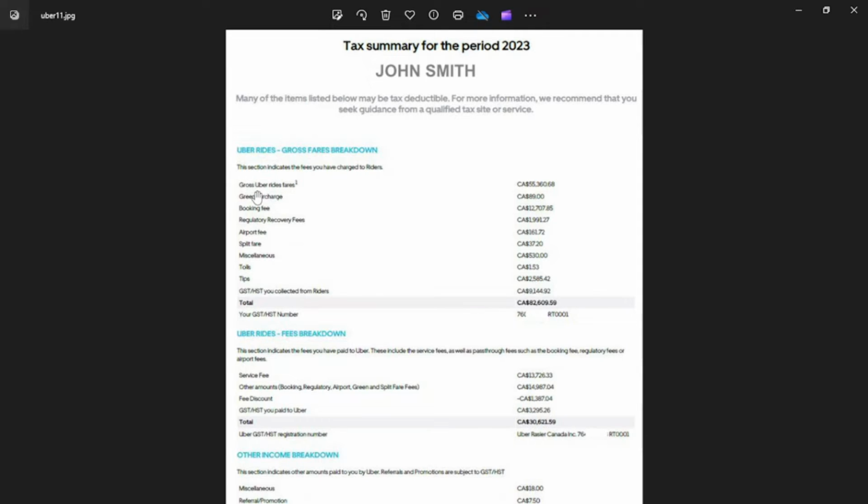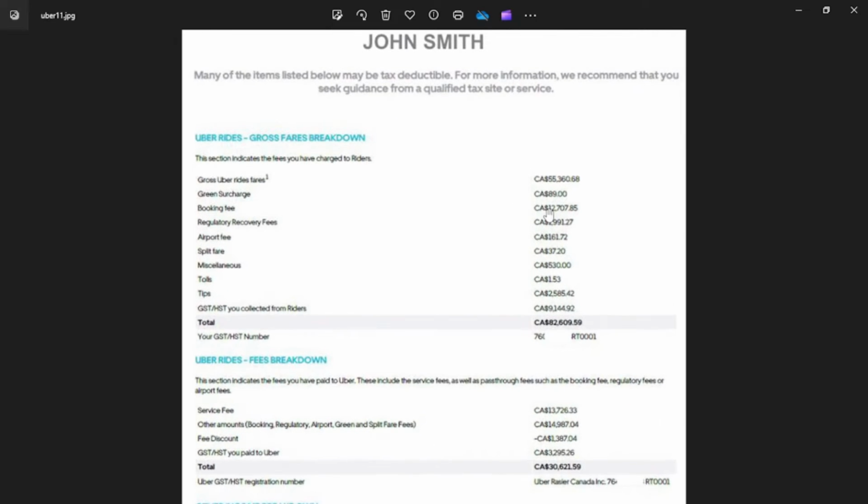So the first is Uber gross rides fare. Again, John Smith made $55,000 during 2023 for all the rides that he provided to his passengers. This is the amount that he collected. Now, it does not mean that this is his earning. Keep that in mind. And this amount does not go into your tax return. The tax return earnings are going to be calculated using these amounts, but this is not that amount.